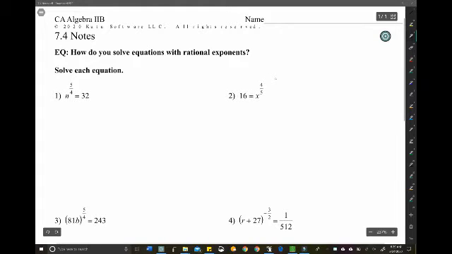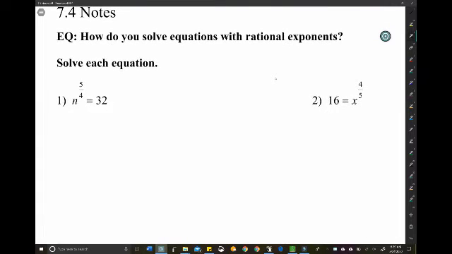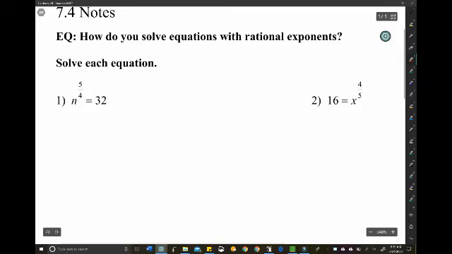Welcome to Lesson 7.4. How do you solve equations with rational exponents? So, building off of what you did yesterday and the other day, solving square roots, now we have rational or fractional exponents. Check out number 1 already. So, solve each equation. n to the 5/4 is equal to 3/2.